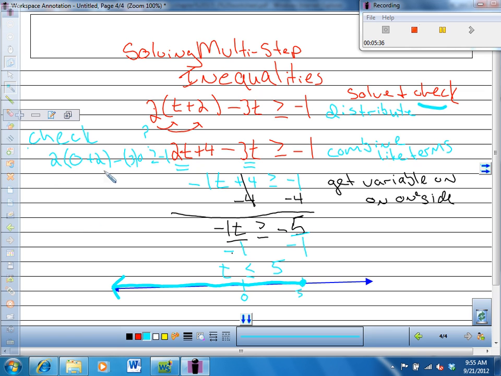What's 0 plus 2? 2, and what's 2 times 2? 4, okay? What's 3 times 0? 0, so I have minus 0. I want to know, is that greater than negative 1? Is 4 greater than negative 1? Is that true? Yes, so it's checked. Okay, so you always want to check to see if your answer makes sense. And in that case, it does. So there's my check. I plugged into the original. I took a point that's somewhere on this solution, and I plugged it in to make sure it works.